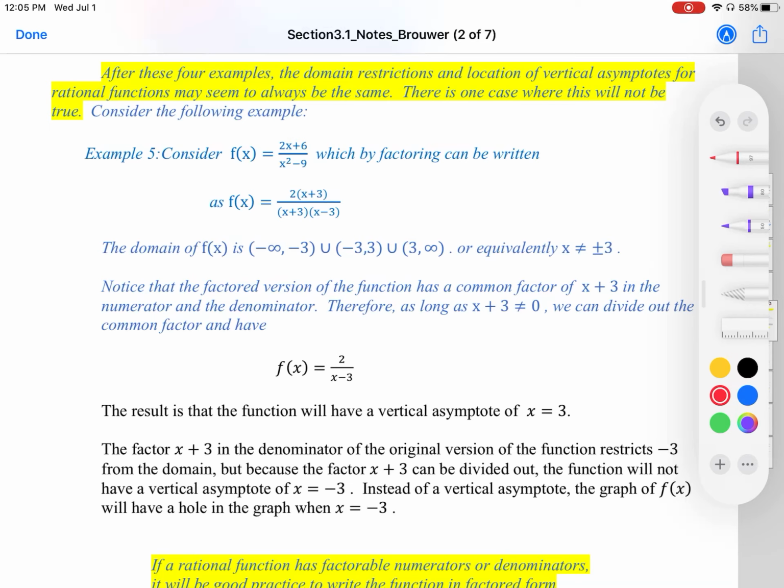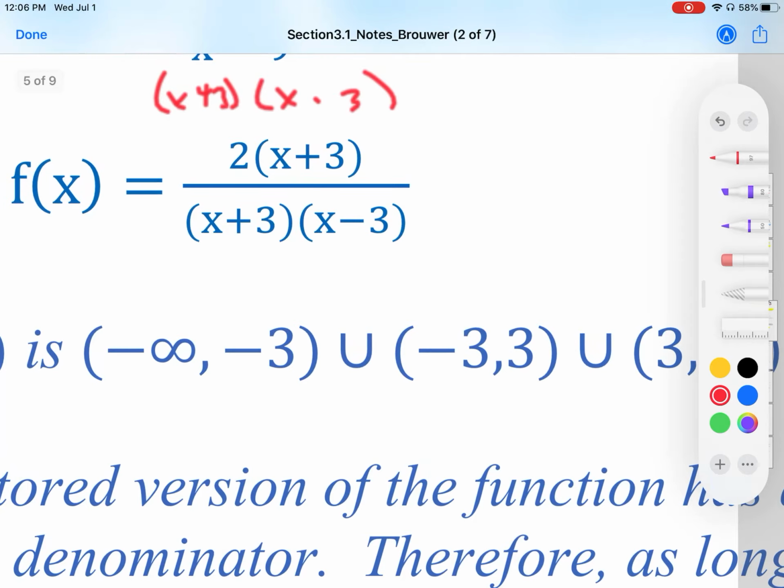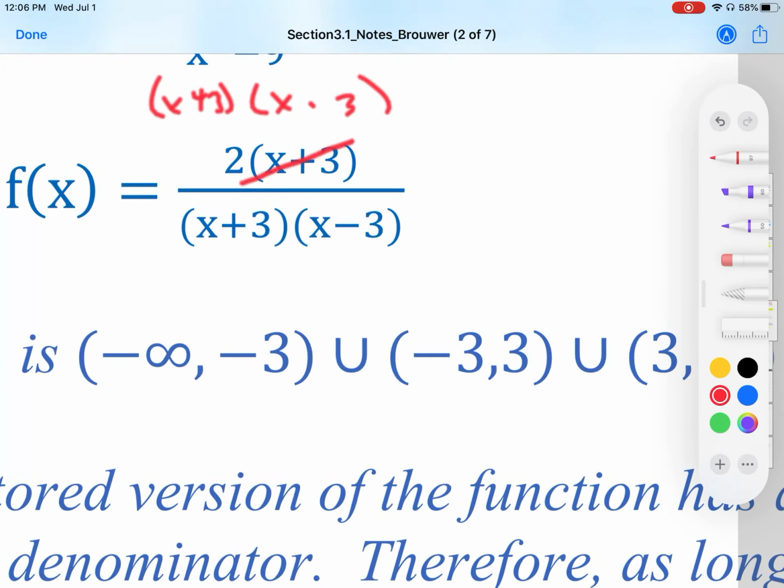Consider the example. f of x equals 2x plus 6 over x squared minus 9, which by factoring can be written as, so for the beginning I can factor out a 2, and this one is just a difference of squares. So something funny happens here. Do we see how we can divide this? x plus 3 divided by x plus 3, they make 1.